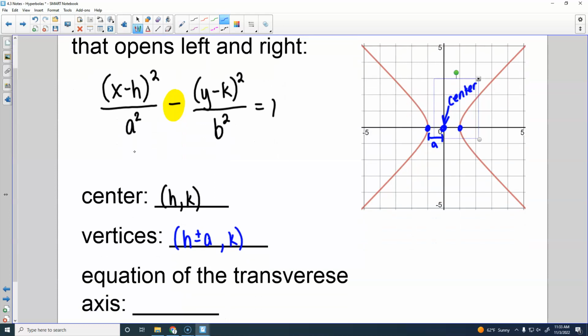And then your transverse axis is the axis that actually goes through those vertices. It is horizontal, so it's going to be y equals the y coordinate, which would be k. These are the only things I'm going to ask you for these. I could make you find slant asymptotes. I could make you do a lot of different things, but we are not going to do those for these just because it can get pretty intensive.